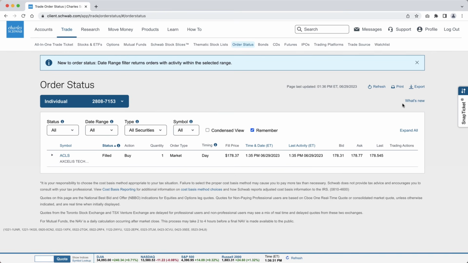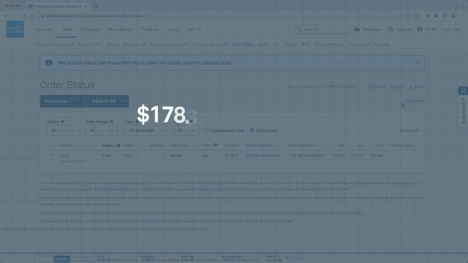So for our example trade today, let's put in a stop order that will trigger 10% below our entry price. If you recall, we were able to purchase those shares for $178.37. 10% below that is about $160.48.